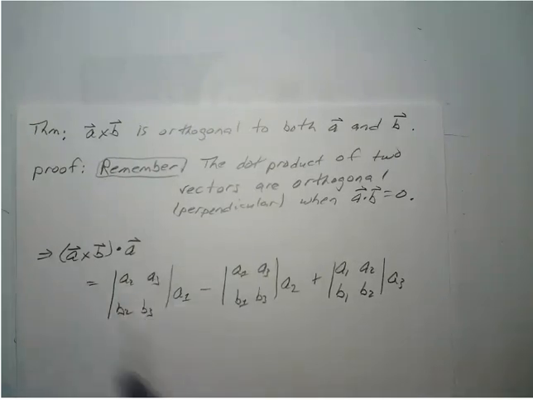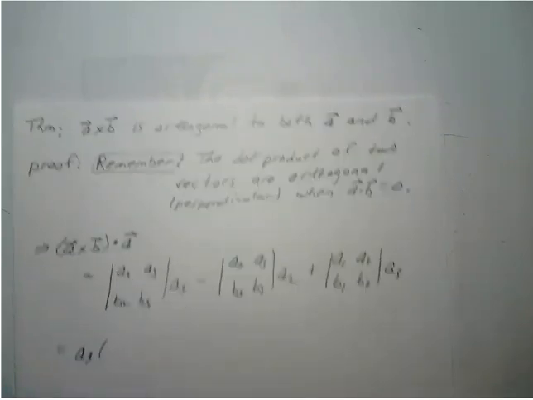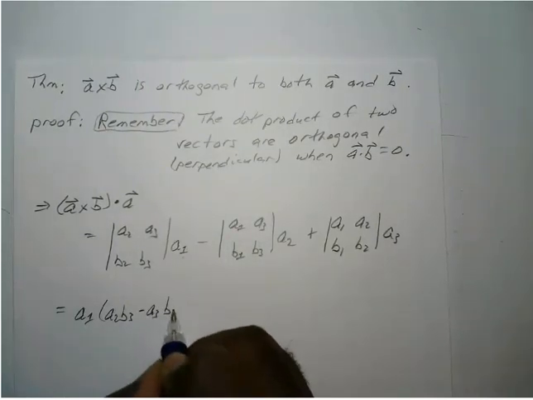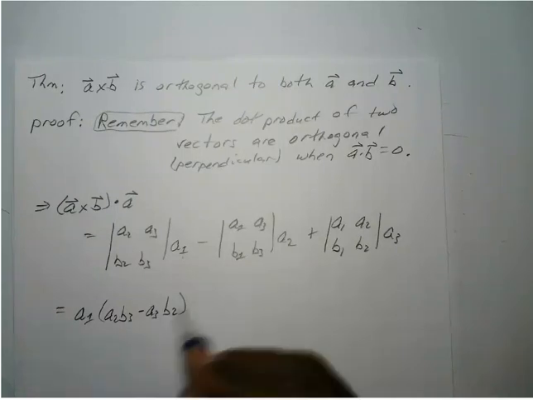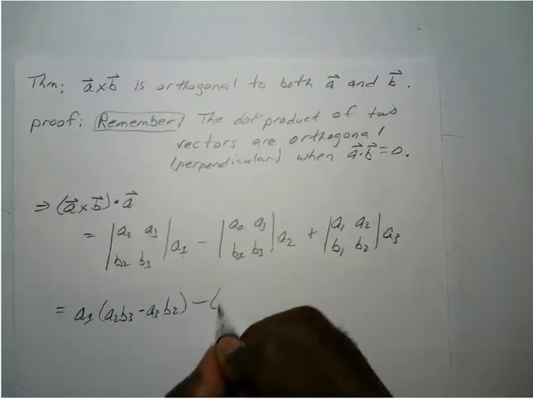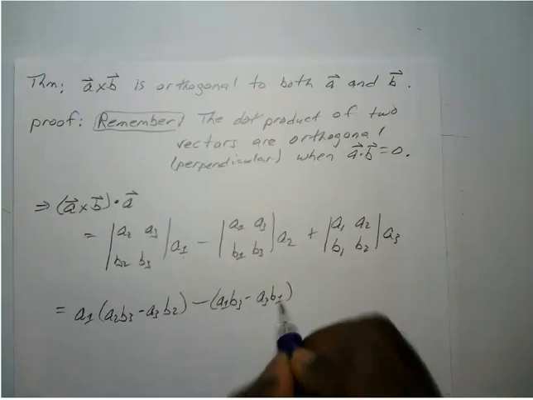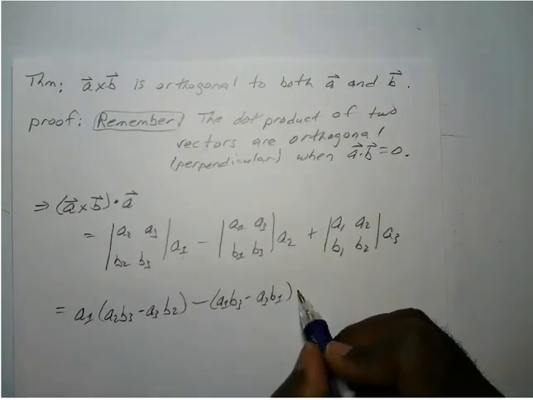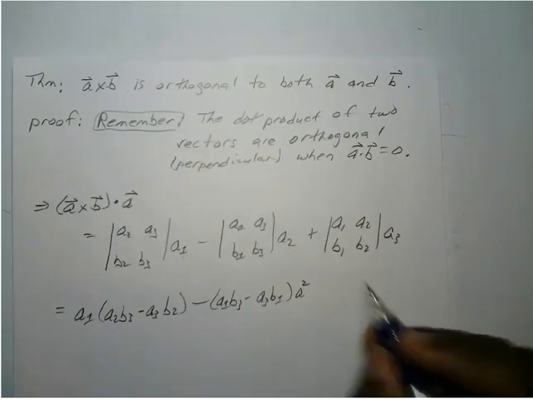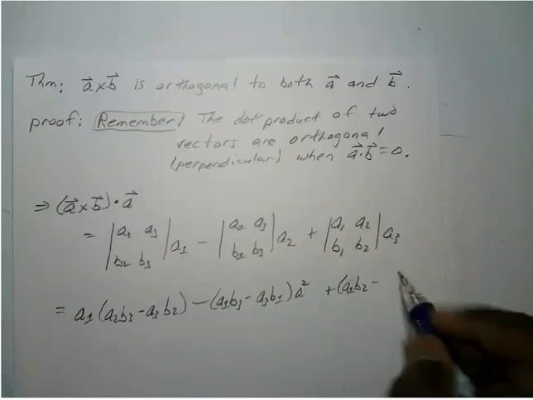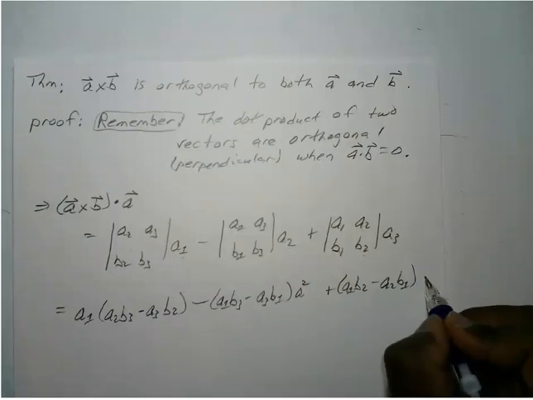All right, so if we do our 2 by 2 determinants, we have our first component times A2 B3 minus A3 B2. Okay, so we have minus, A1 B3 minus A3 B1, and that's times the second component. Plus, we have A1 B2 minus A2 B1, and that's times our third component.